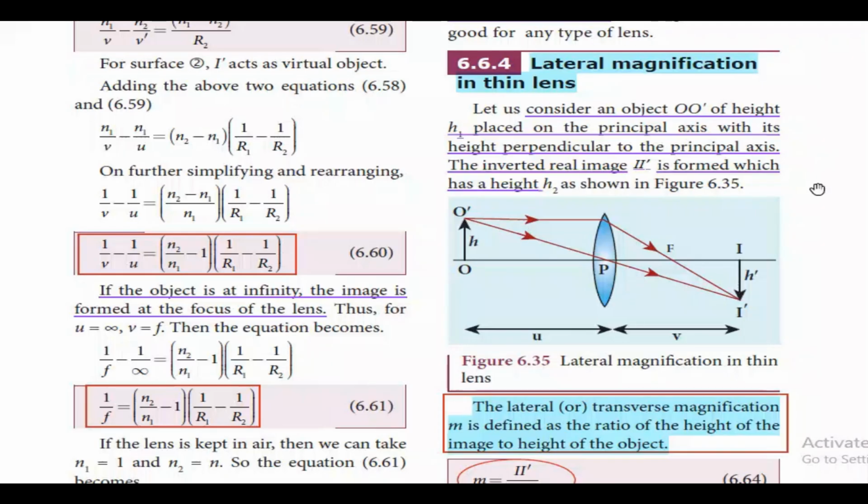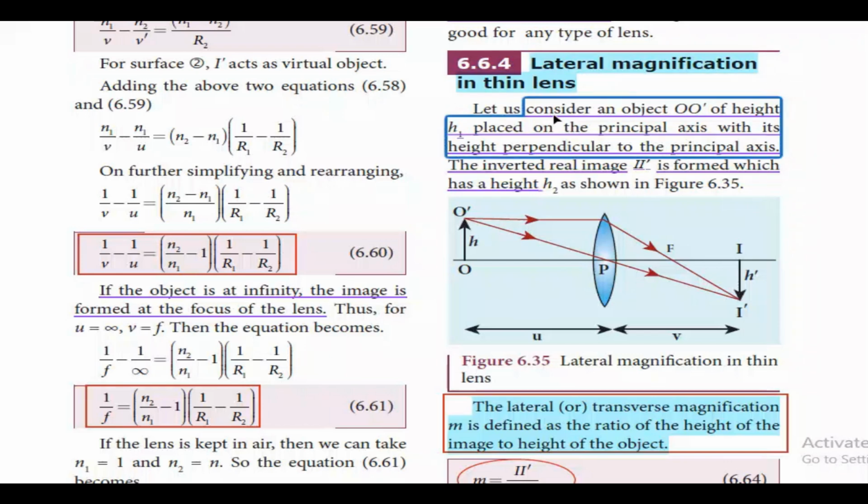Dear students, in this video we are going to study lateral magnification in thin lenses, power of a lens, focal length of lenses in contact, and also silvered lenses. First, let us study the lateral magnification in a thin lens.